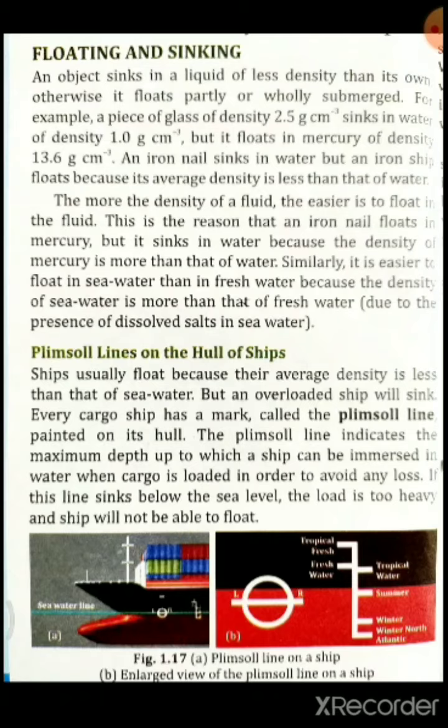You can see tropical fresh water, tropical water, summer, winter, North Atlantic, like that it is given. That indicates, in each case, how much portion of the ship will sink inside the water. That's why the Plimsoll line is marked there. The Plimsoll line indicates the maximum depth up to which a ship can be immersed in water when cargo is loaded, in order to avoid any loss. If this line sinks below the sea level, the load is too heavy and the ship will not be able to float. That is the reason they mark the Plimsoll line.